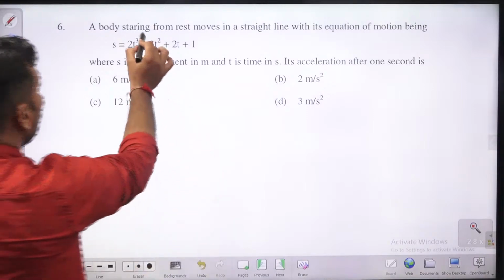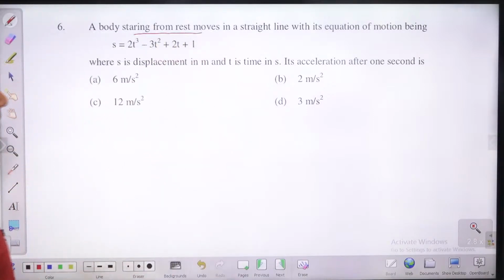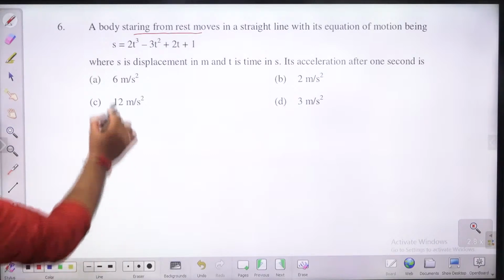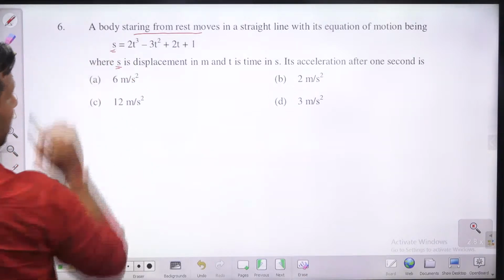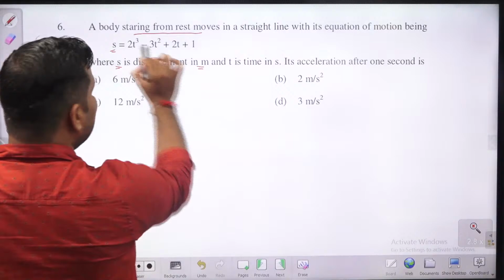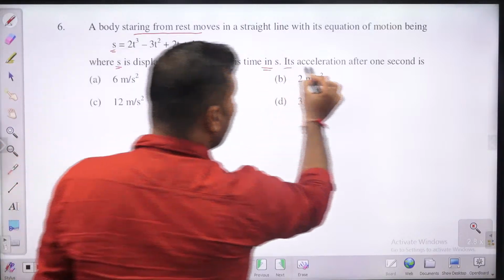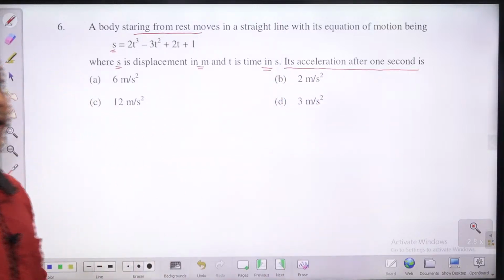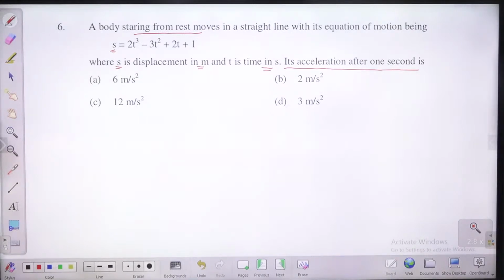Next question in front of you. A body starting from rest moves in a straight line with this particular equation given to you, S equal to 2t cube minus 3t square plus 2t plus 1, where S is representing the displacement, guys. So the question is very simple. S is displacement in meters, t is the time in seconds. He is asking you the acceleration after 1 second. Very typical simple question. What will be the acceleration after 1 second?